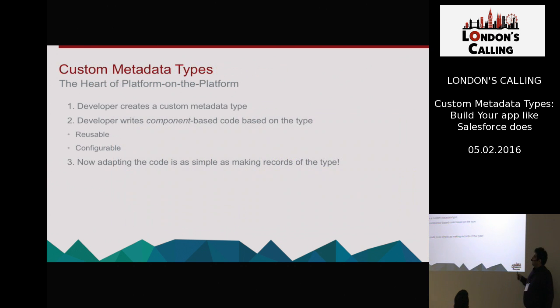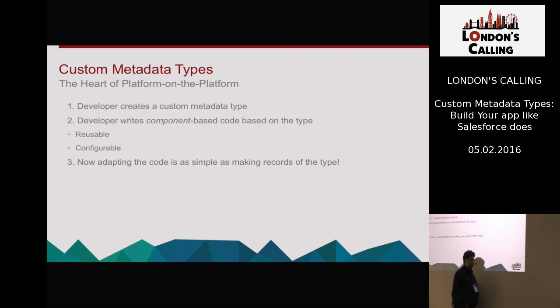And the heart of this really is custom metadata types, because the idea is that a developer is going to create a custom metadata type in most cases. We've now seen a few use cases where the people creating the type aren't even coders, but the bog standard case is that the person who creates the type is doing it because they're going to write component-based Apex code around it. And what I mean by component-based is code that's intended to be reusable in a variety of situations. And the situations don't have to be identical because it's configurable in some way.